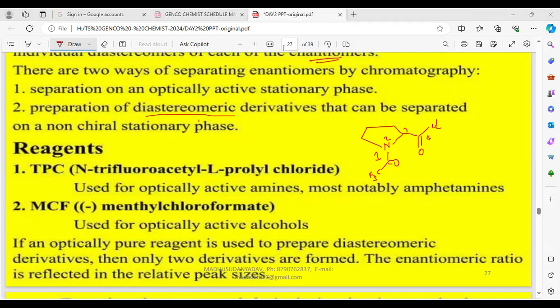Adjacent to nitrogen, number 3, right? Yes, enough. Thank you. Right. So this is TPC.